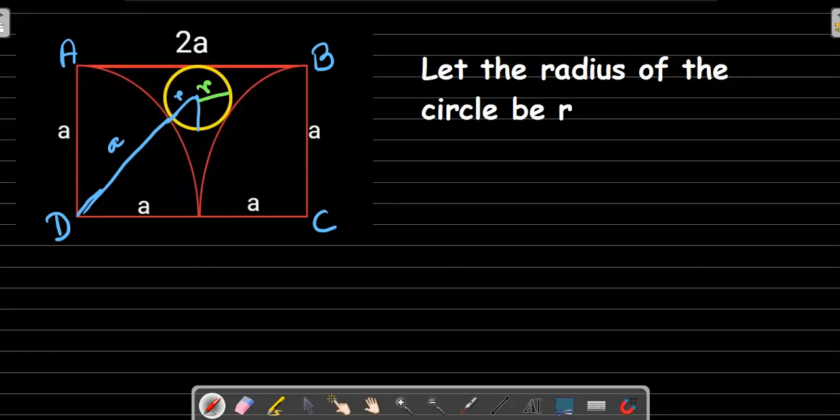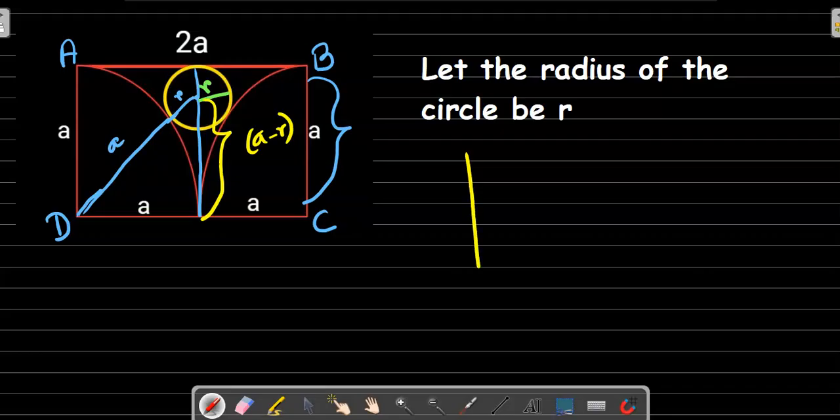Now you join this center to the middle. Now you see the breadth of the rectangle is a, and this portion is the radius of the circle, that is r. Therefore this length should be a minus r. So we get a triangle like this, and this triangle is a right angle triangle because this is the perpendicular we drew.